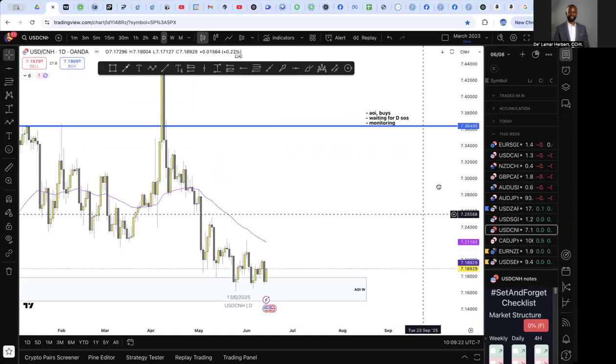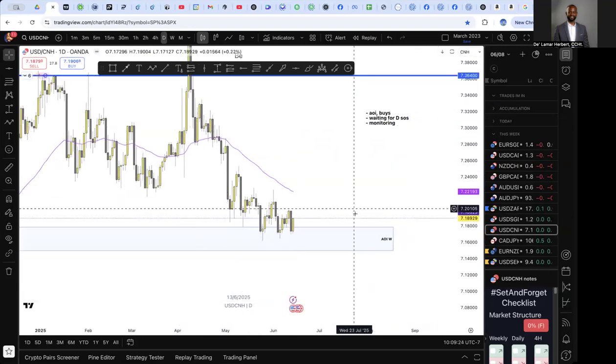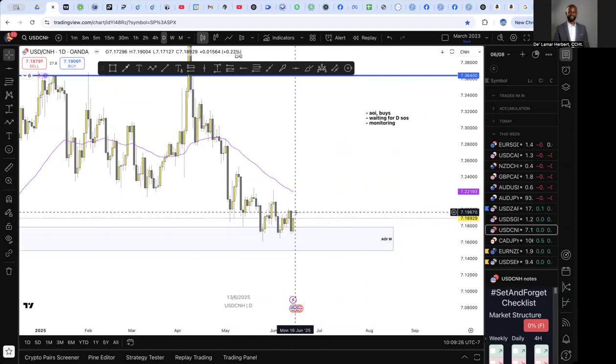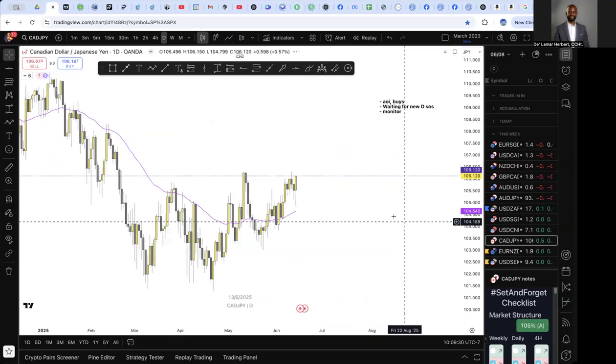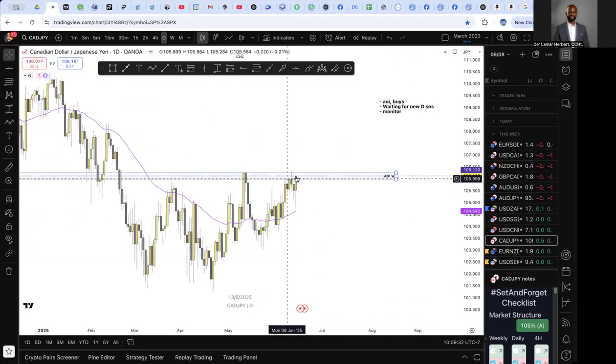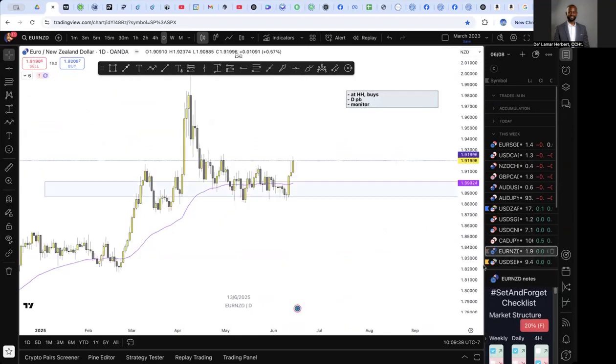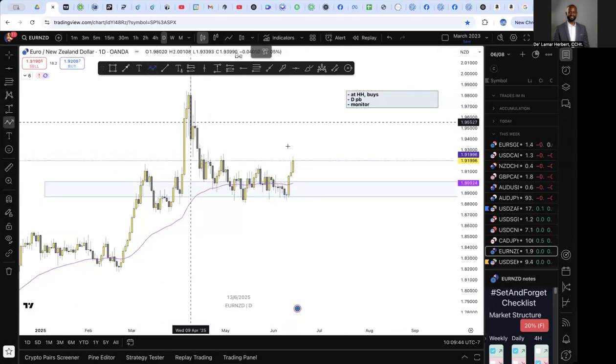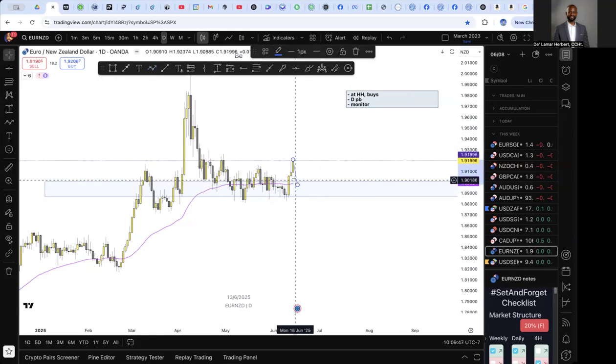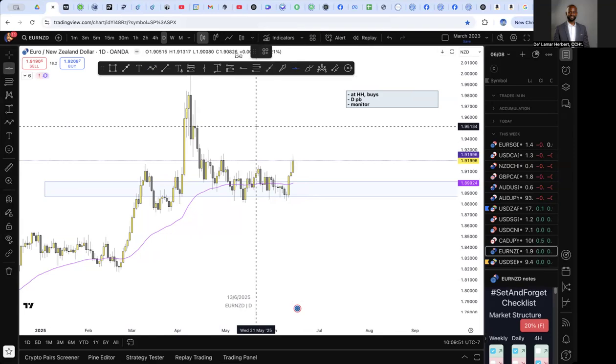USDCNH, we're currently looking for a daily shift of structure, and then we'll be taking buys. Right, so our shift of structures are here. CAD JPY, we're currently looking for new shift of structure, which is right up here. Pretty close, actually. Euro NZD, what we're looking for is a daily pullback. We're looking for buys right here. So we're looking for a pullback. That's all we need, and then we'll start looking at the lower time frames. Our target, our take profit will be right up here.